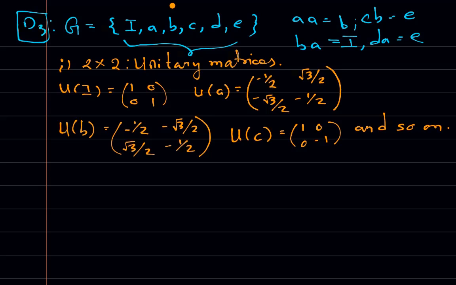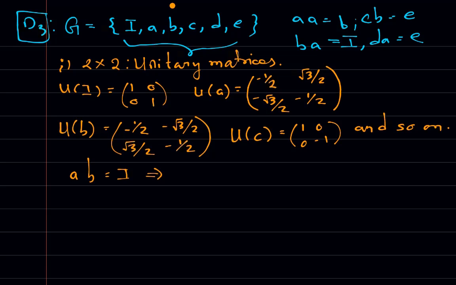So what is the interesting thing? We know that when A multiplies with B, you get identity.